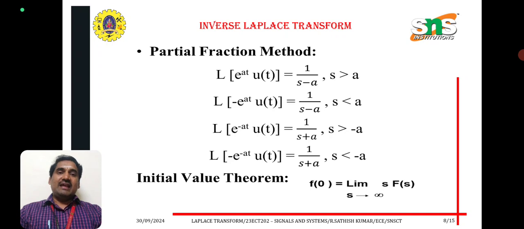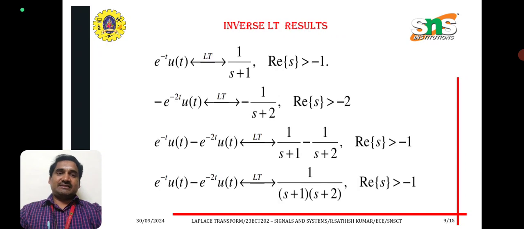Laplace transform of e power minus at into u of t is equal to 1 divided by s plus a, s should be greater than minus a. Therefore, Laplace transform of minus e power minus at into u of t is equal to 1 divided by s plus a, then s should be less than minus a. Initial value theorem: f of 0 is equal to the limit as s tends to infinity of s into F of s.